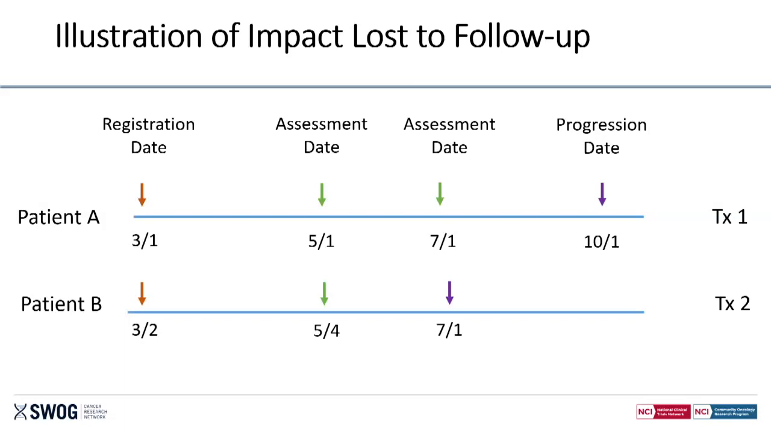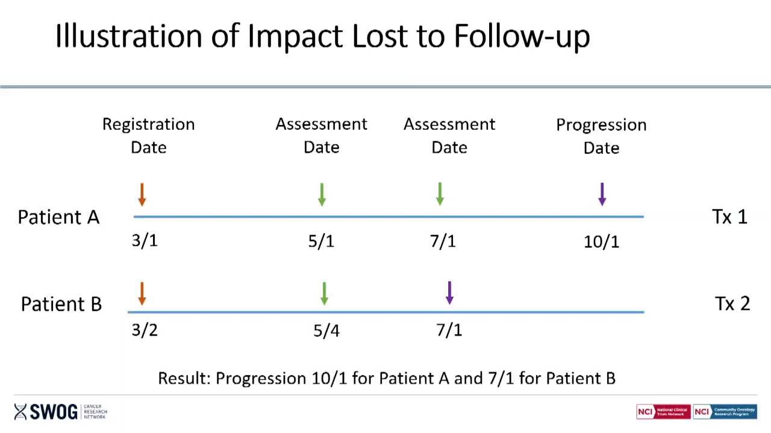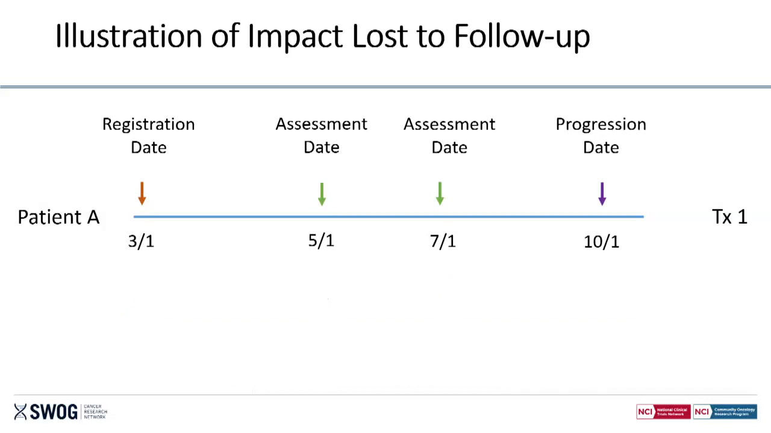Patient B registered on March the 2nd, assessment date May the 4th, so pretty tight timing of follow-up. And their third assessment date is July the 1st, but they progressed. That's that purple area there. So we have one progression on October the 1st for a patient in treatment 1, and progression on July the 1st for a patient in treatment 2, as I said down there in the words.